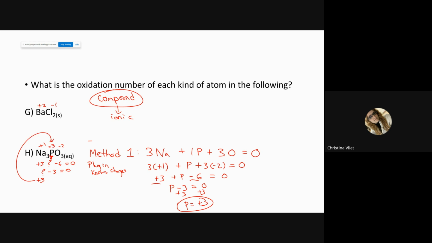Same answer, either method. You choose what works best for you. One is less writing. The other one is more writing, but it's clear on how you get the answer.